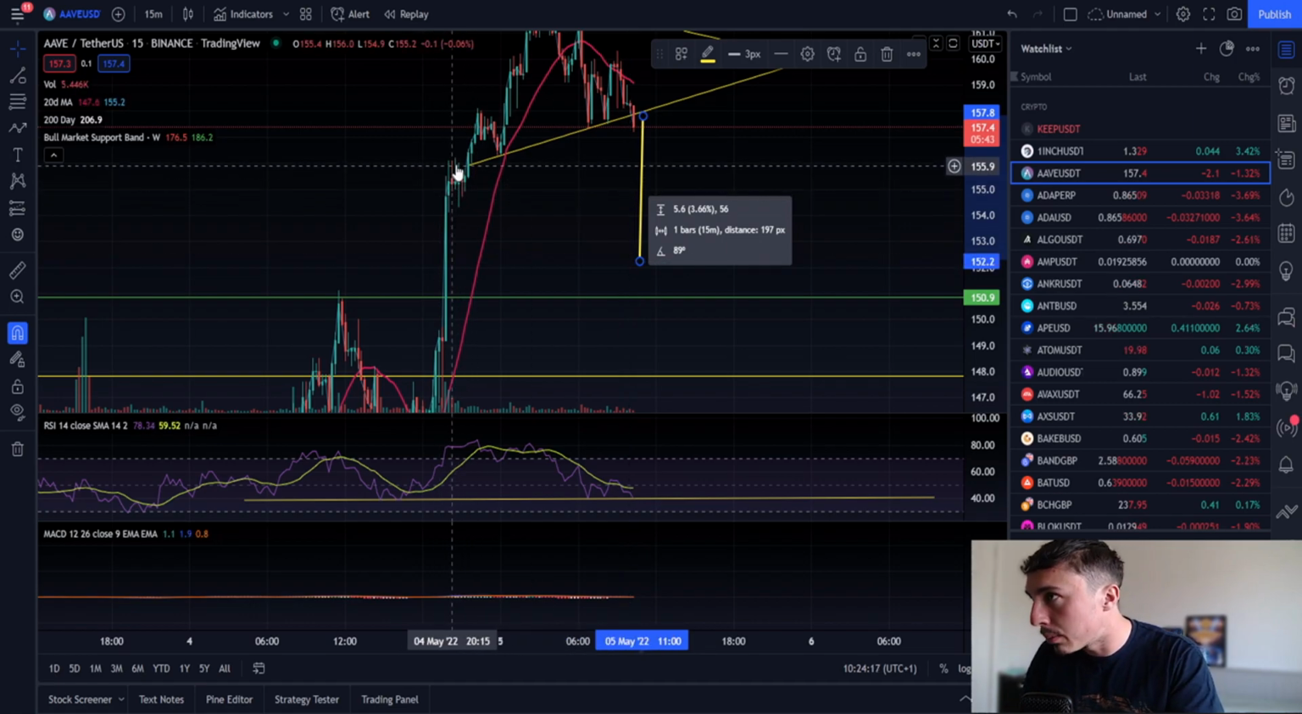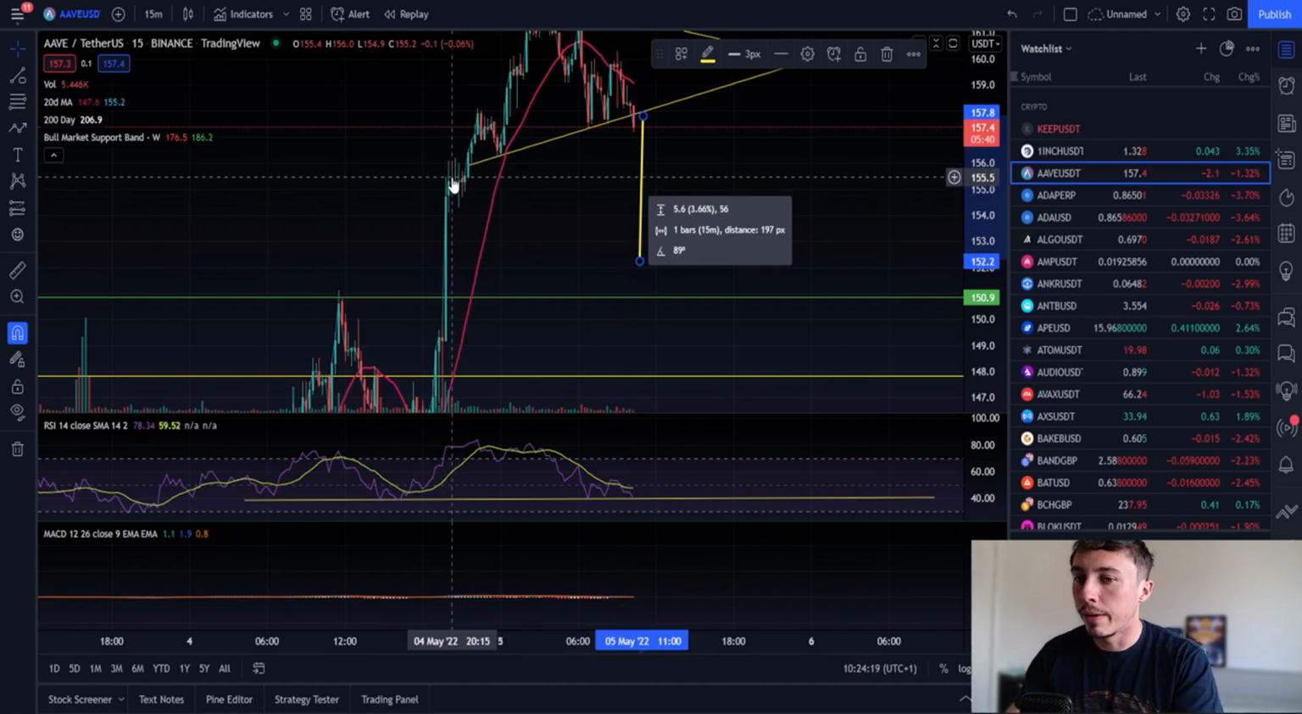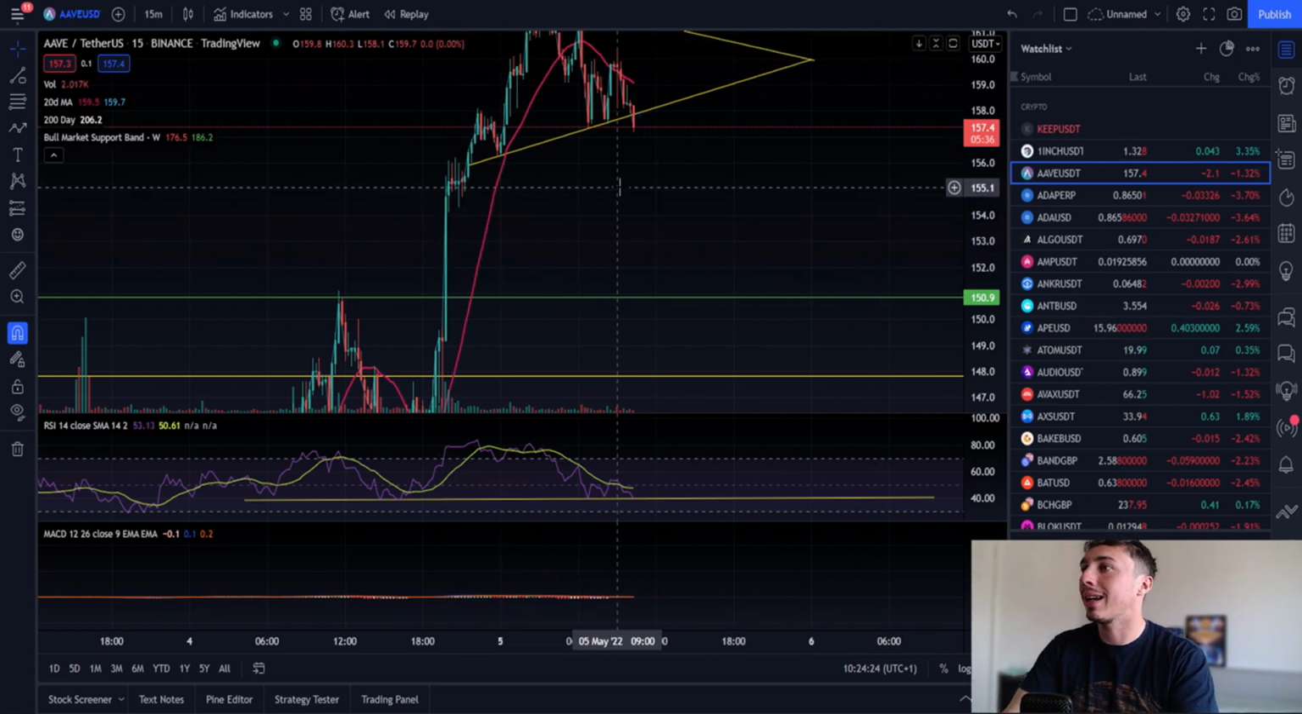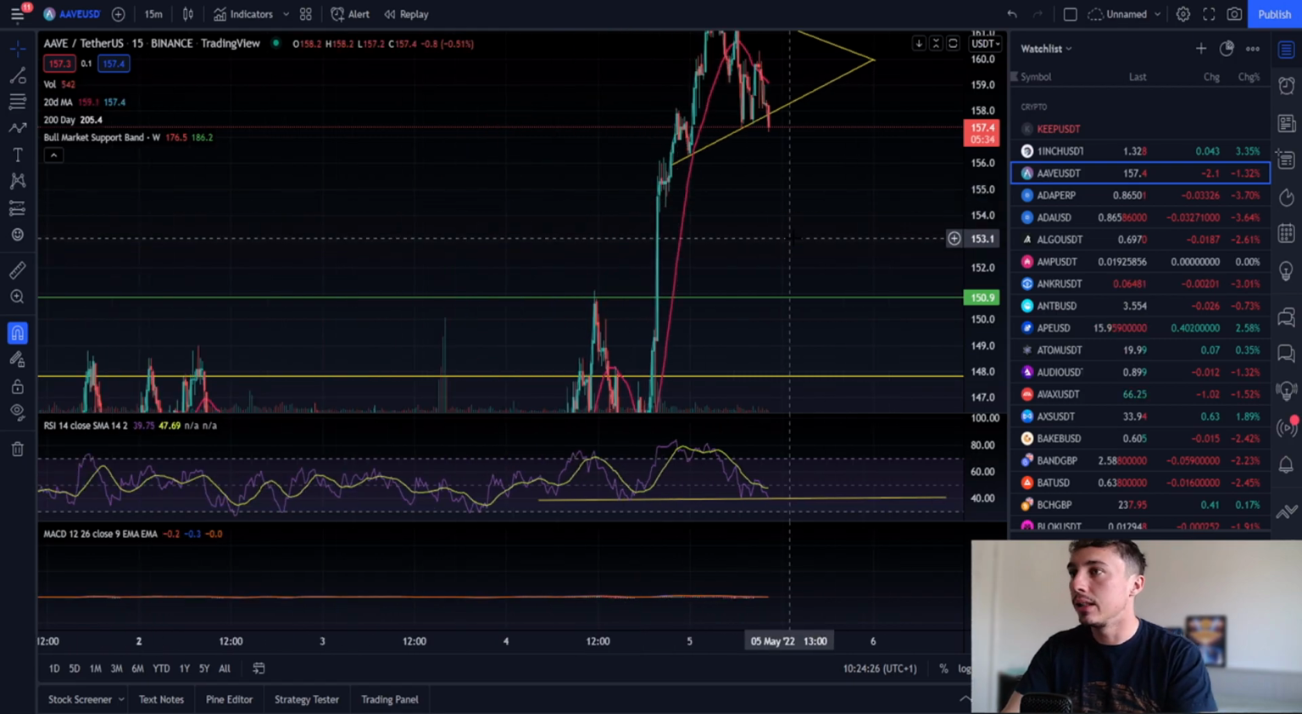but I think we've got a lot of support around this consolidation zone from the 4th of May just yesterday, where we could hold a lot of support and likely get a bounce around that $155 level.